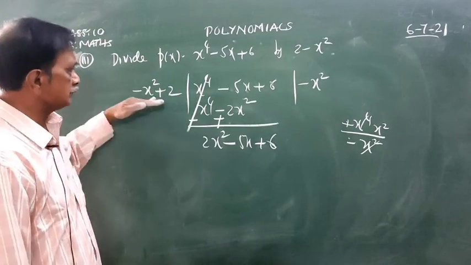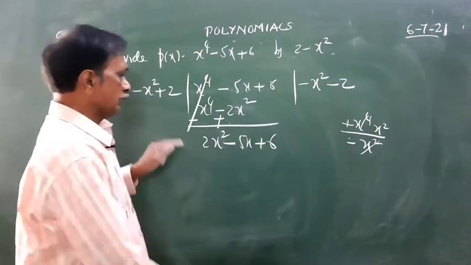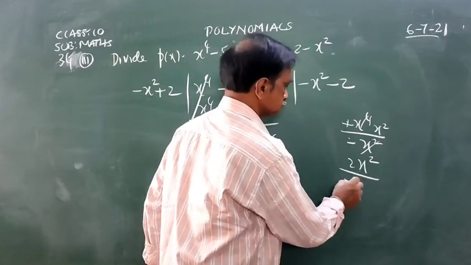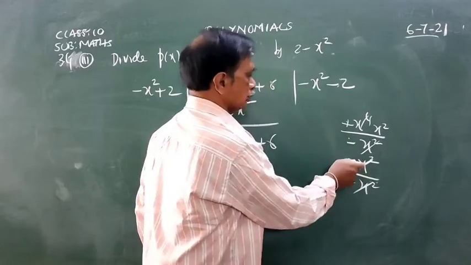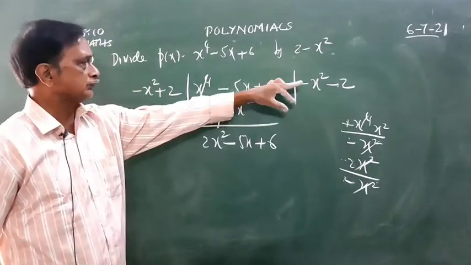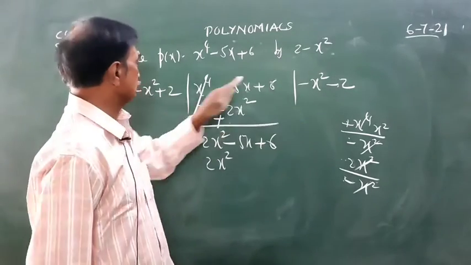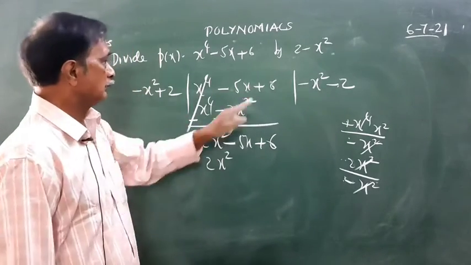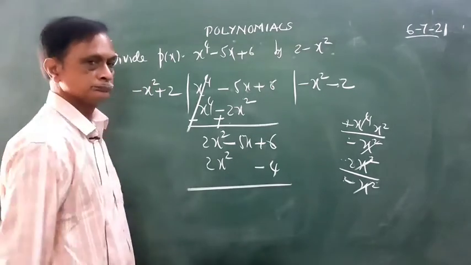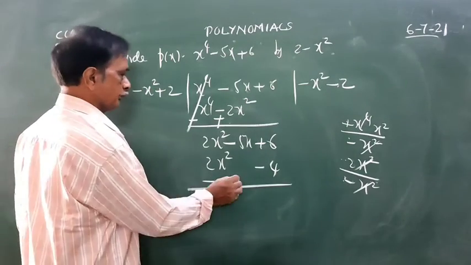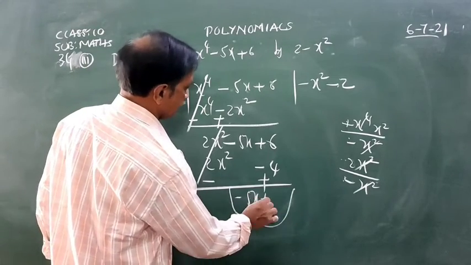Again, divide the first term by first term. You get minus 2. 2x square by minus x square. Plus by minus minus, 2 by 1 is 2. Multiply these 2 by minus 2. Minus 2 into minus x square gives what? 2x square. Why? Minus into minus plus, 2 into x square, 2x square. Minus 2 into plus 2, minus 4. Now subtract. You get minus 5x plus 10.